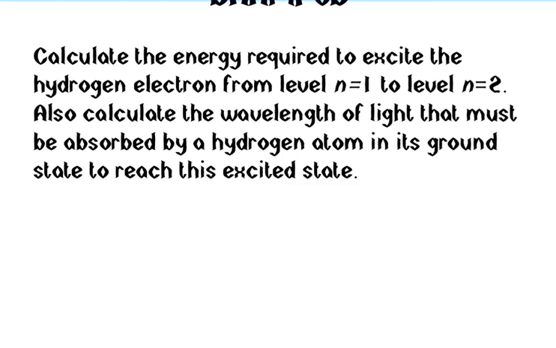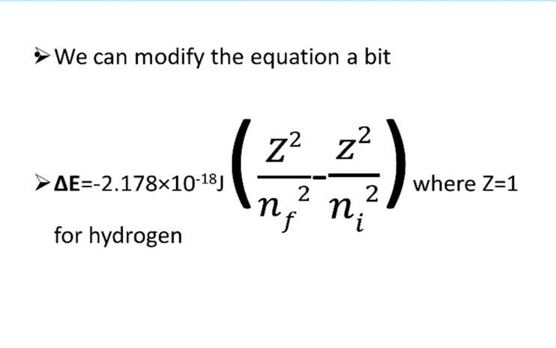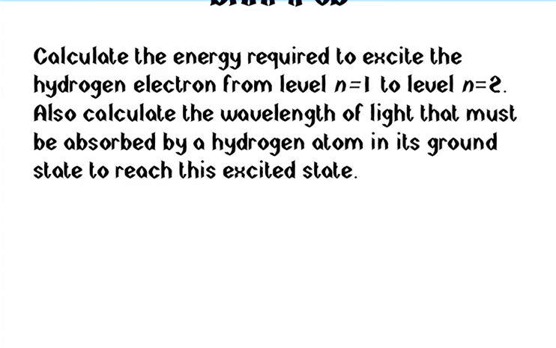Calculate the energy required to excite the hydrogen electron from level n equals 1 to level n equals 2. Also, calculate the wavelength of light that must be absorbed by a hydrogen atom in its ground state to reach this excited state. Okay, so from the previous equation right here, this electron has been excited, or it has gained energy. To be excited simply refers to the gain of energy.